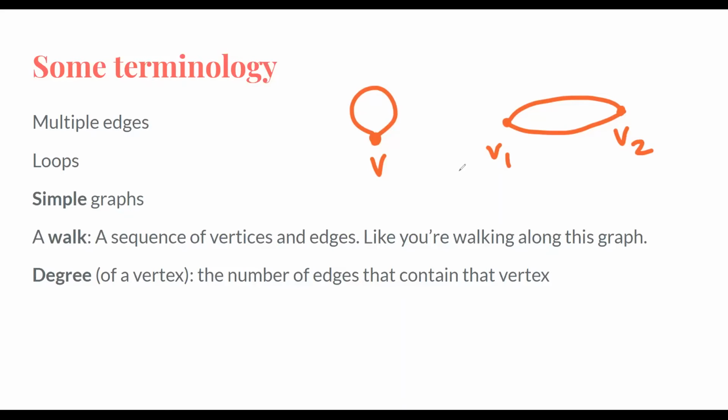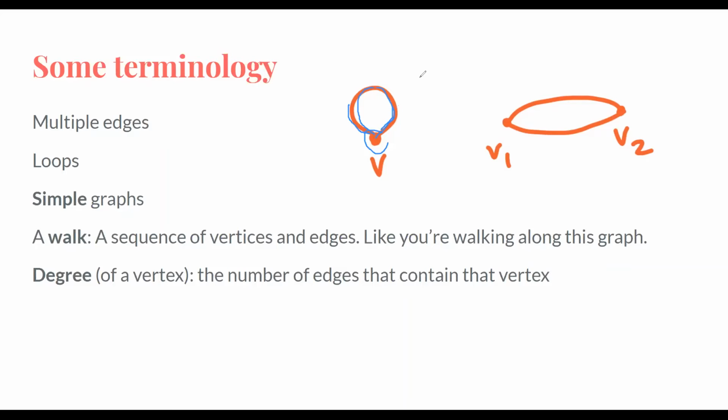All right, so another important concept is the degree of a vertex. The degree of a vertex is the number of edges that contain that vertex. And that will come into play later. Another thing about degree is that if you have a loop, then it counts as 2 for that vertex, because it comes out and then it goes back in. So we count it as 2 for the degree of that vertex.